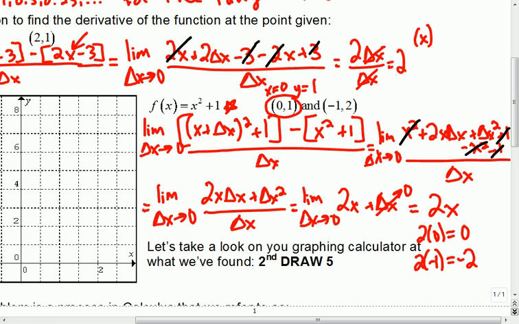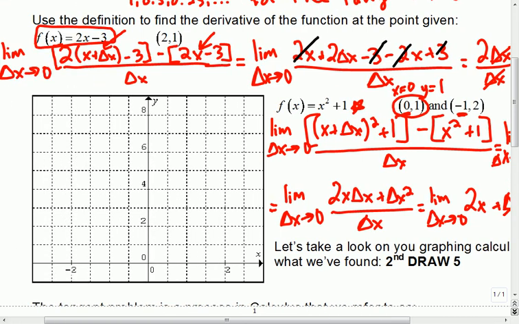Nothing changes it. Whereas here, for a parabola, it's not a constant. There's an x in here. We have to put in our value for x to figure out the slope. So here's our x values that we put in. Let's verify this graphically so you can see what it looks like.